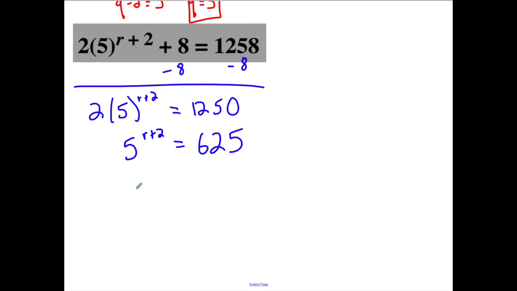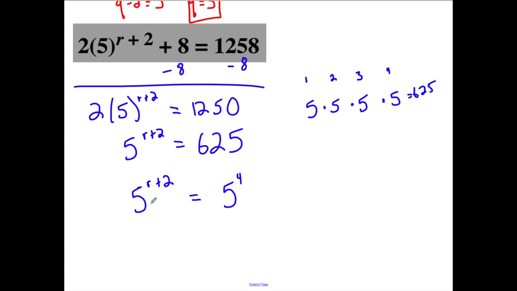Now what I'm going to do is rewrite the right-hand side as a power of 5. So 625 is equal to 5 to the power of 4, right? Because to the power of 1, we get 5. The power of 2, we get 25. The power of 3, we get 125. The power of 4, we get 625, okay?